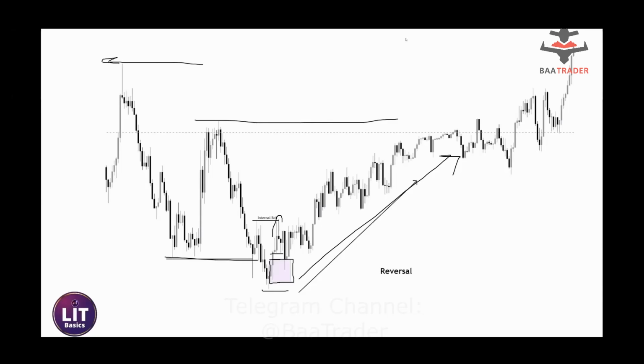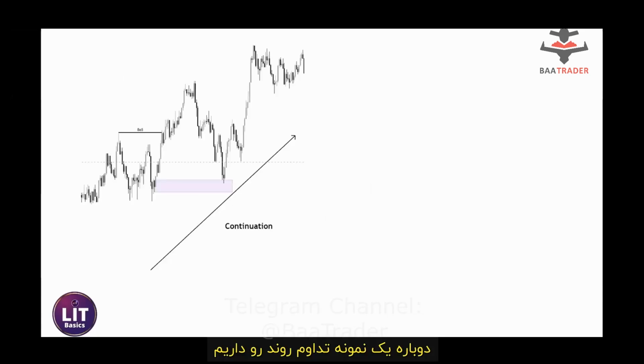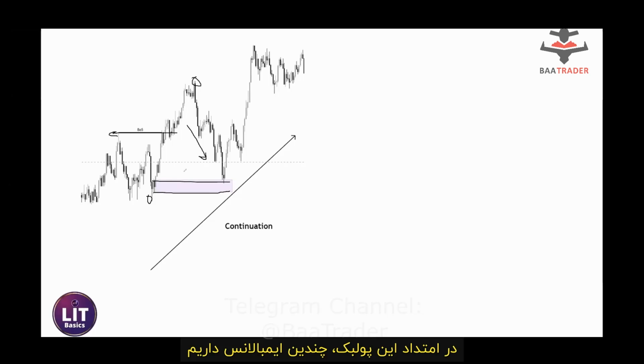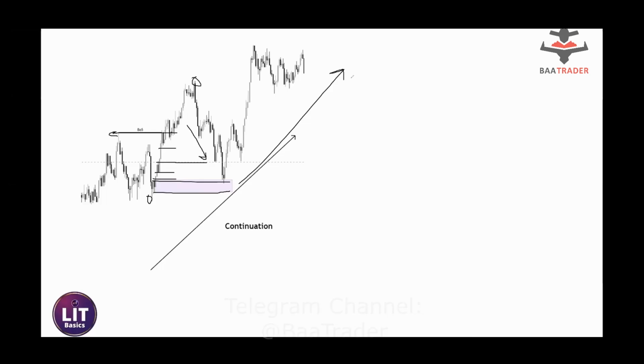So now the next one we have is, again, a continuation example where we have price breaking structure here to the left. And then, of course, from this point to this point, we get a pullback into our POI over here. Alongside that, we have multiple imbalances over here between the two points into the POI. And from that point, we get our continuation bullish again.